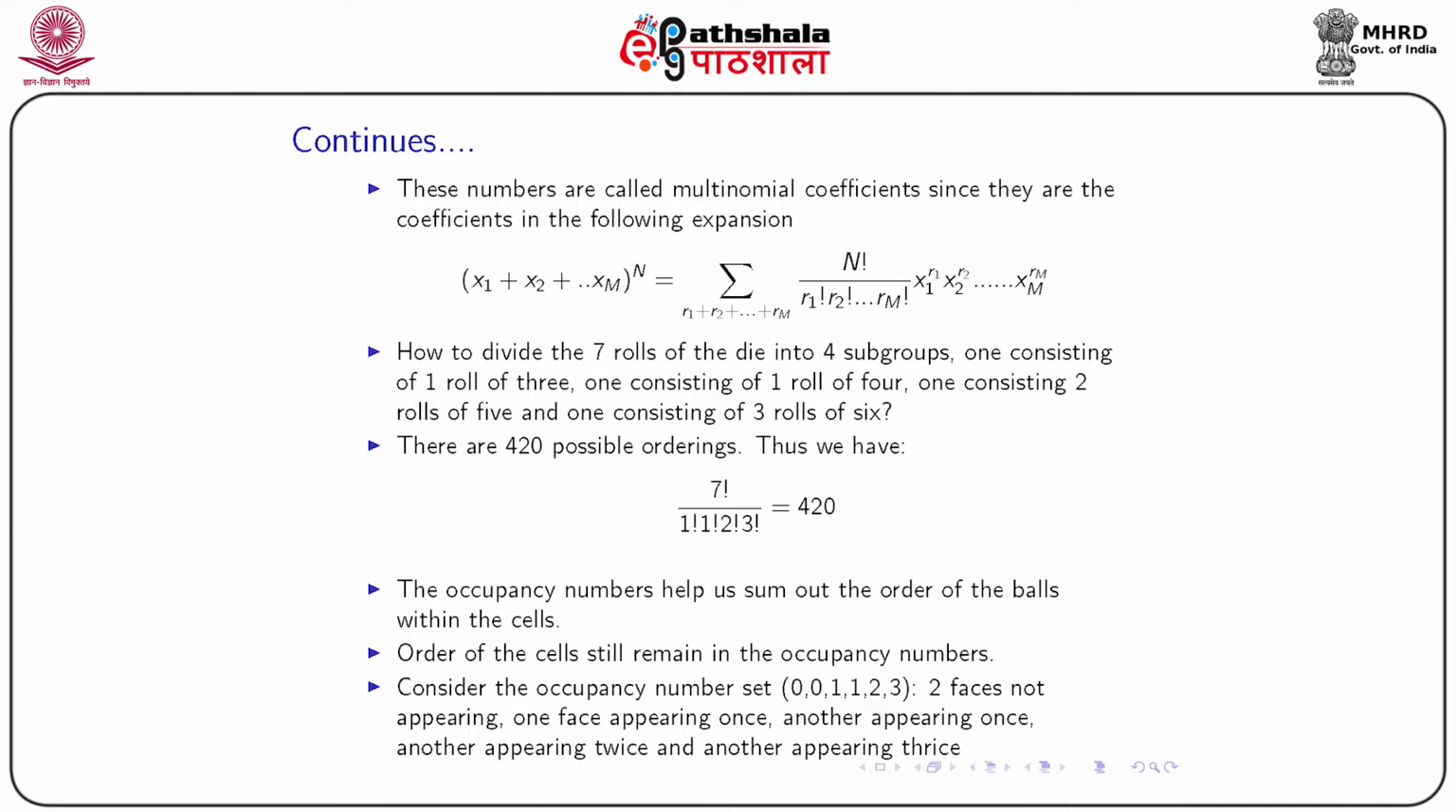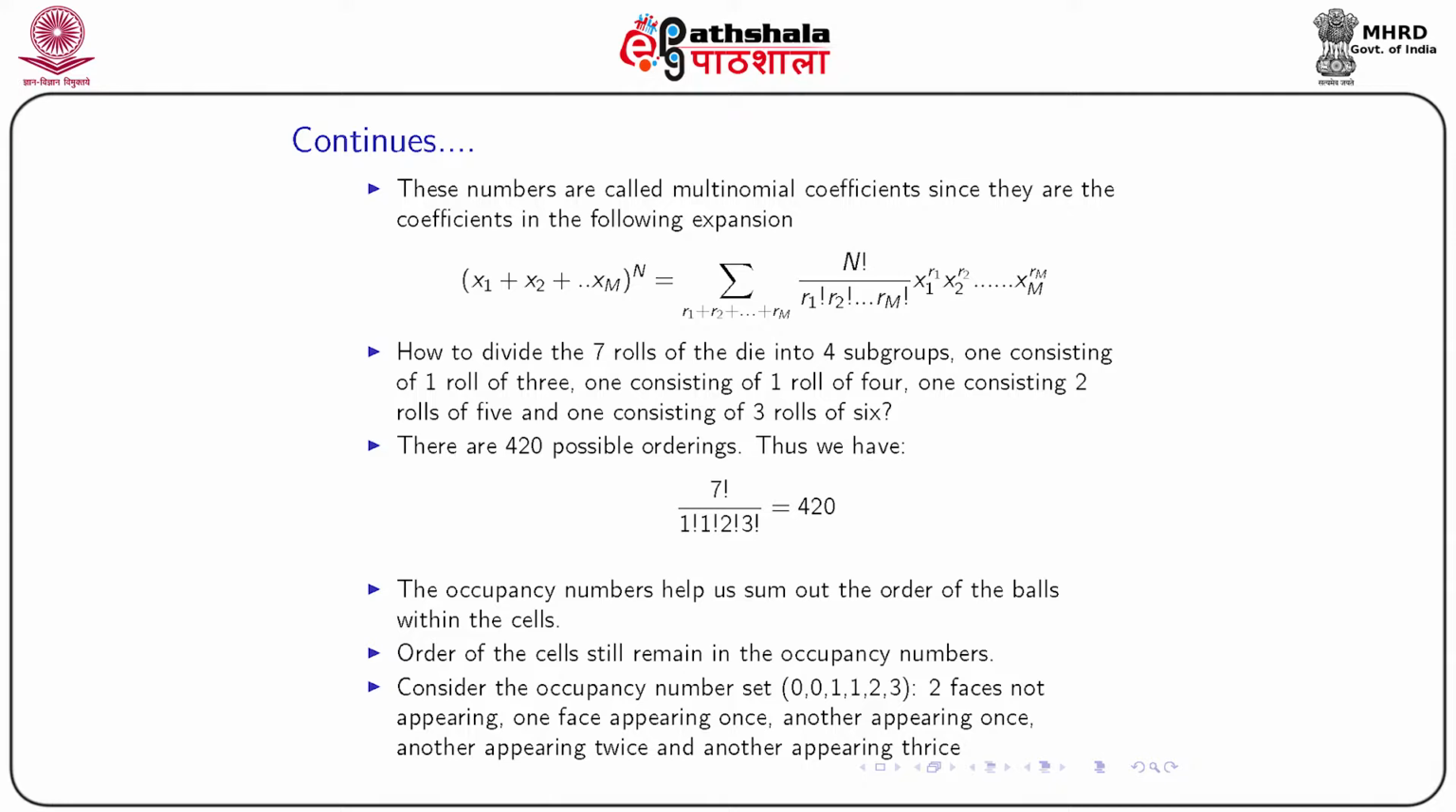And if we use this result, we will have 420 possible orderings. How do we get this 420? It will be 7 factorial, because I have n as 7 and R1 is 1, R2 is 1, R3 is 2 and R4 is 3. I don't have R5 and R6, so they are all 0. So in total we will have 420 possible orderings.